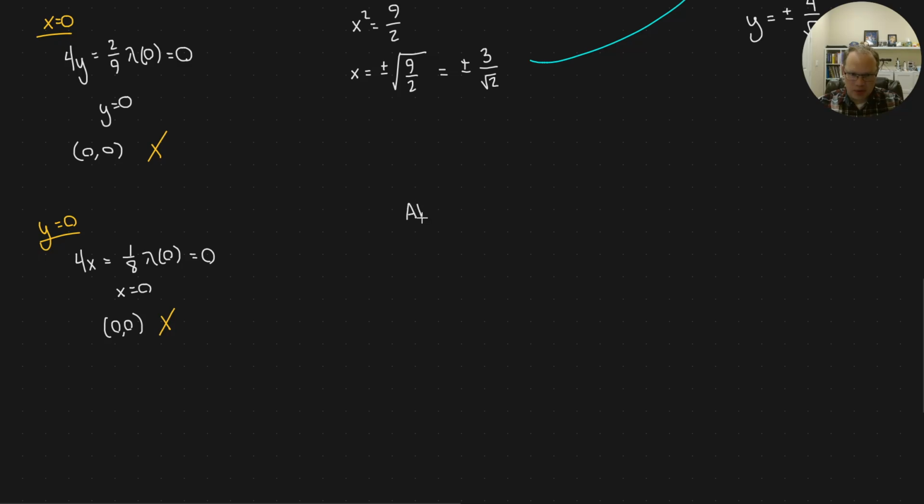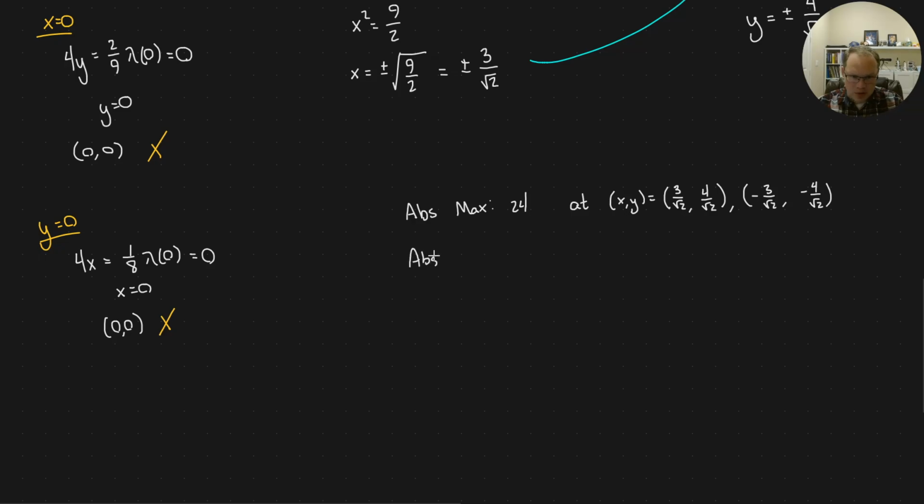Okay, so the absolute max is 24 at (x, y) equals (3 over root 2, 4 over root 2) and (negative 3 over root 2, negative 4 over root 2).